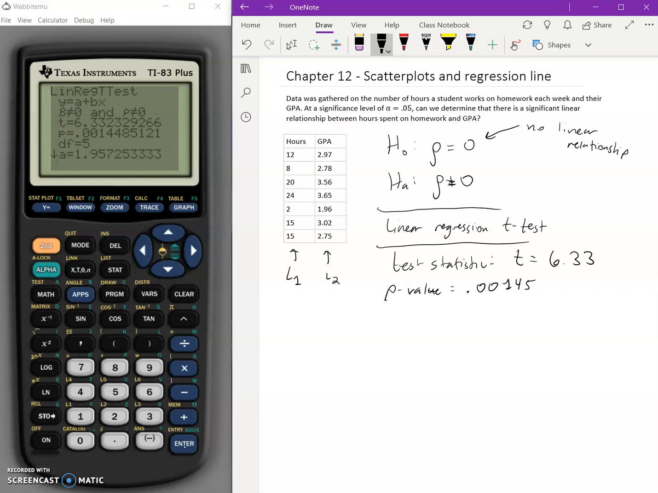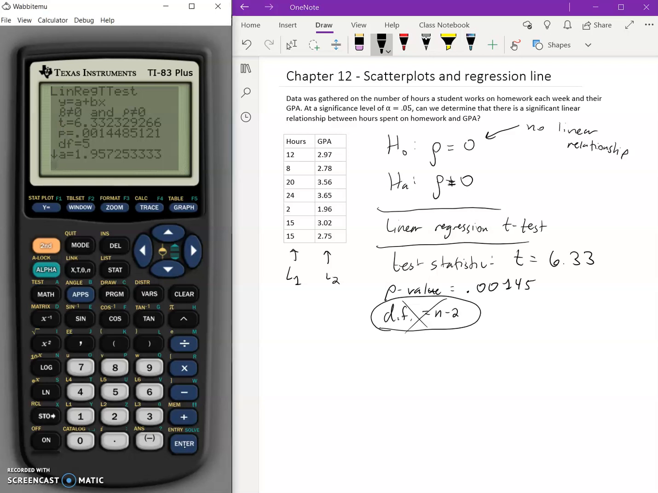So in general, because this is a t-test, our degrees of freedom is going to be n-2. Now, you don't really need to know that, but just know that degrees of freedom is calculated a slightly different way here because it is a t-test.